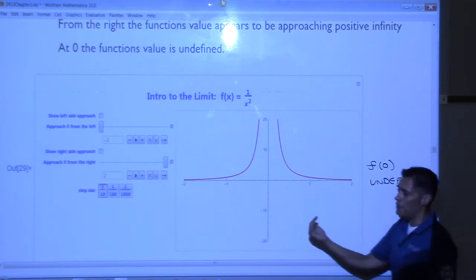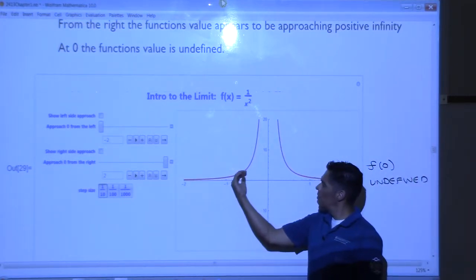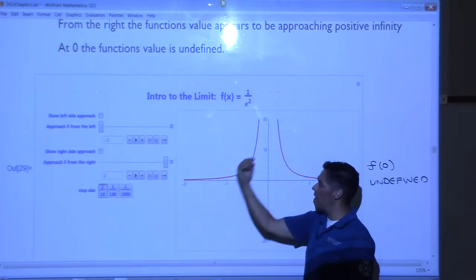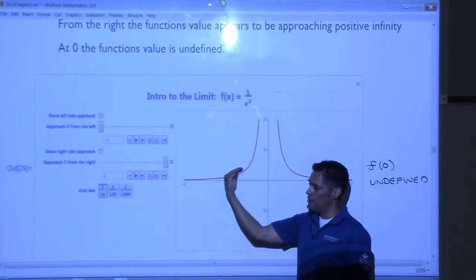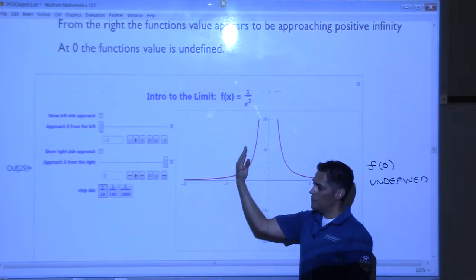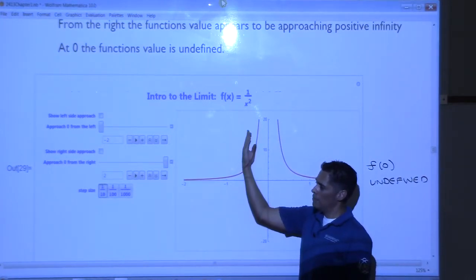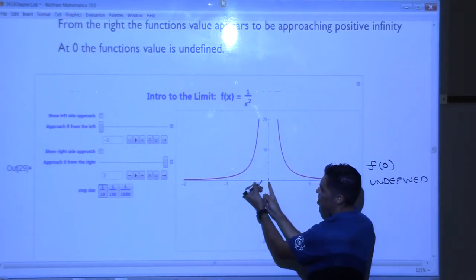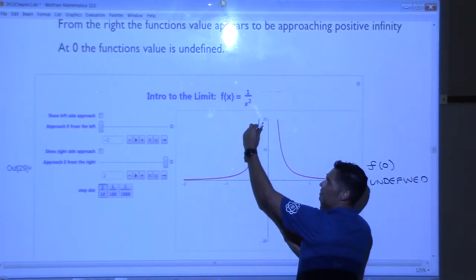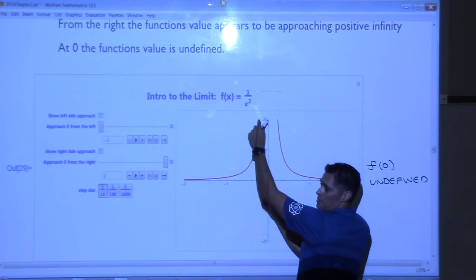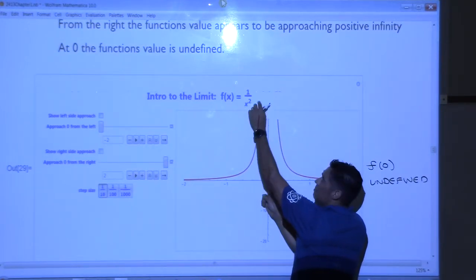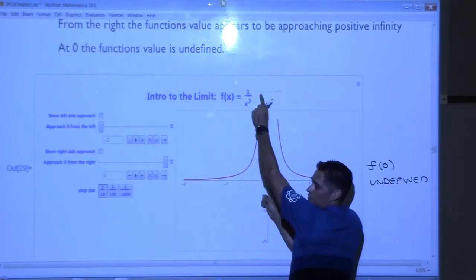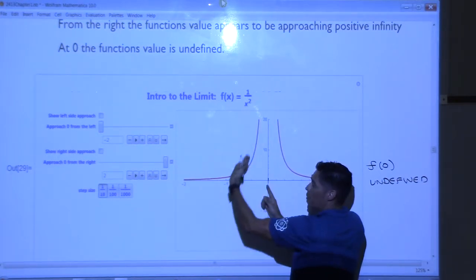So how about from the left? Where's it headed? Same thing. So I'm asking you to ignore what's happening at 0. Now come in from the left. Where is this function headed? Here's 0. You have to keep getting closer. So you have to keep walking on this graph. And it only stops here because I ran out of room. So this thing keeps going, right? The answer would just be positive infinity. So from the left, we're headed to positive infinity.